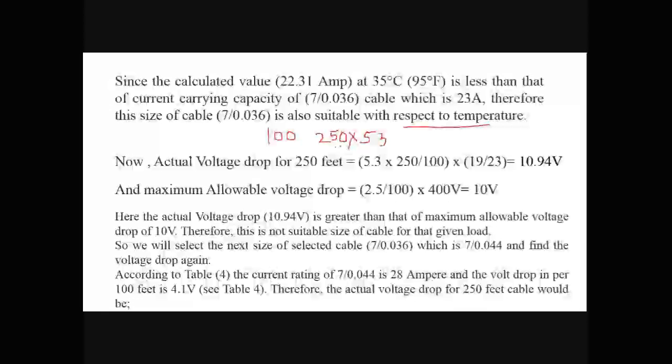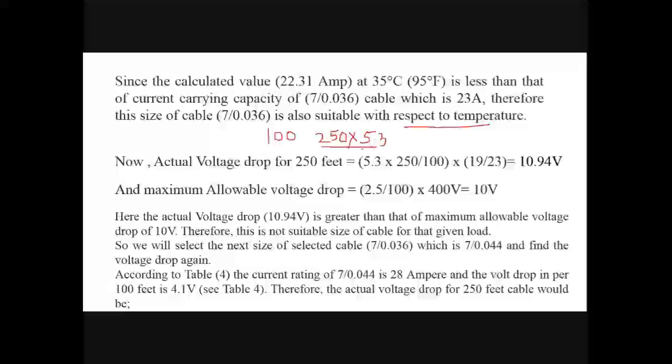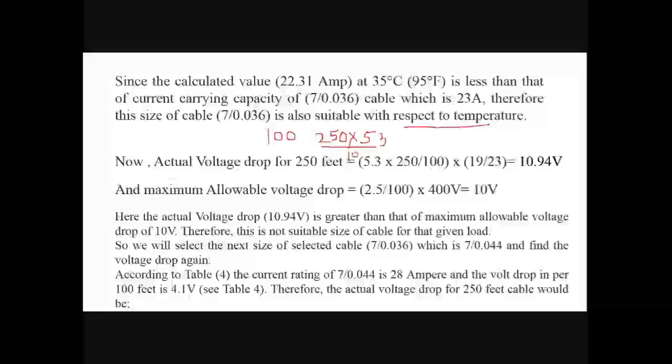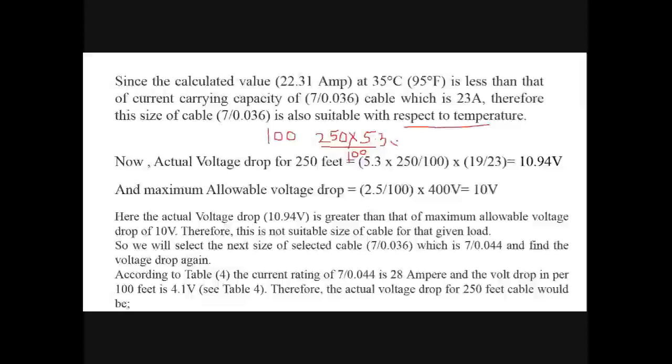So we have to multiply 250 into 5.3 divided by 100. So that can be our equation. But we must not forget to multiply with our actual current they have given, divided by the maximum current that is allowable. That is 23 is allowable. Solve this equation. We will get this value 10.94.